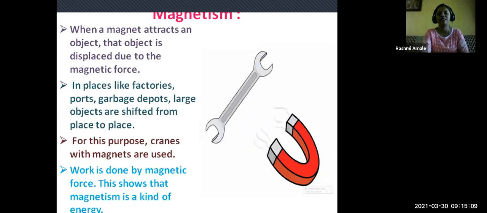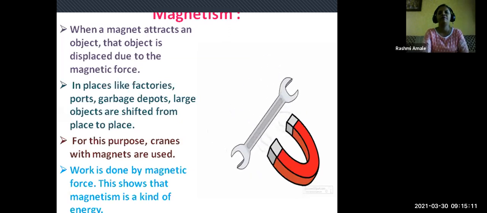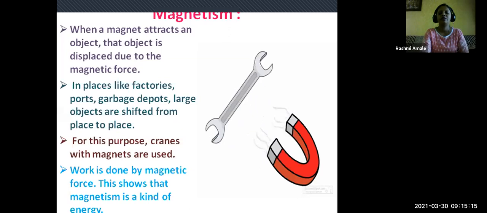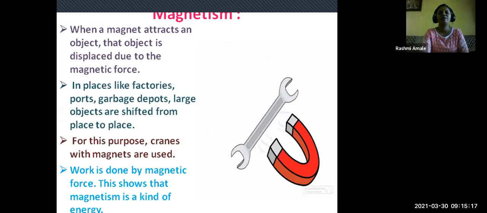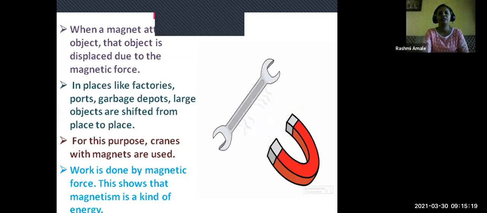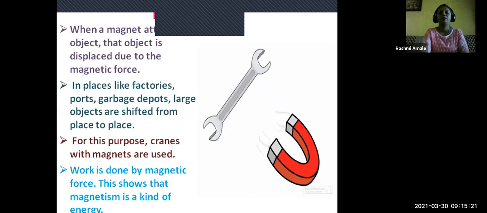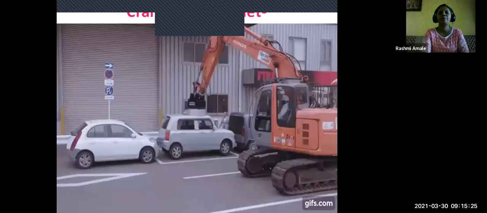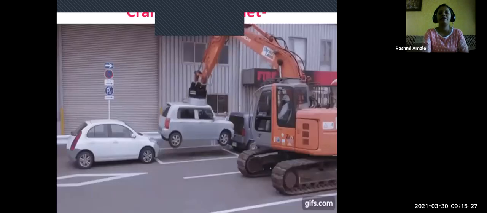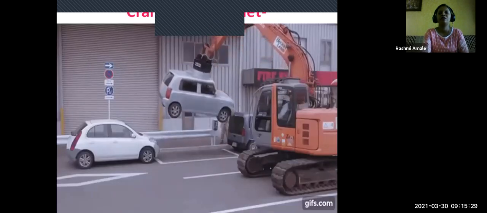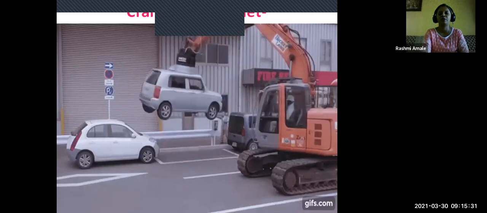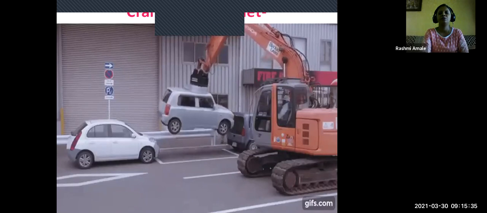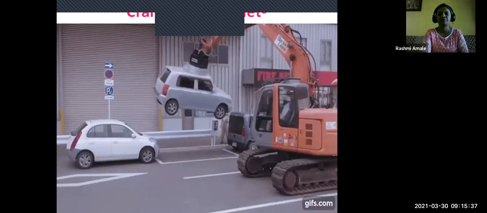See, there is a displacement. And you know that whenever there is displacement, we say work is done. So work is done. It means that magnetism is a kind of energy. So this magnetism energy is used in different places. See here, you can see a crane which is lifting a car because a magnet is attached to it. So this way magnetism is used in different places.